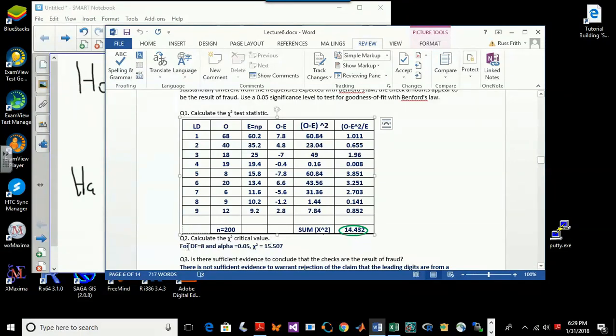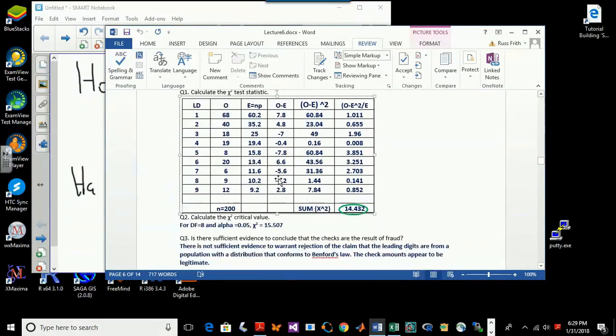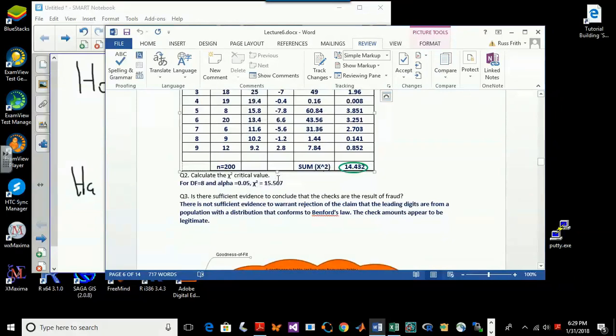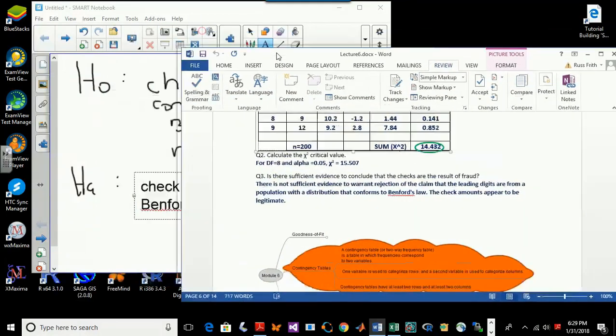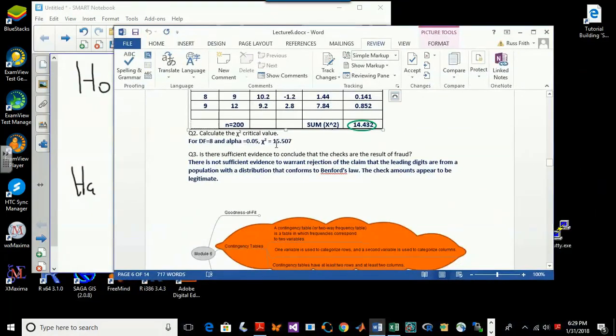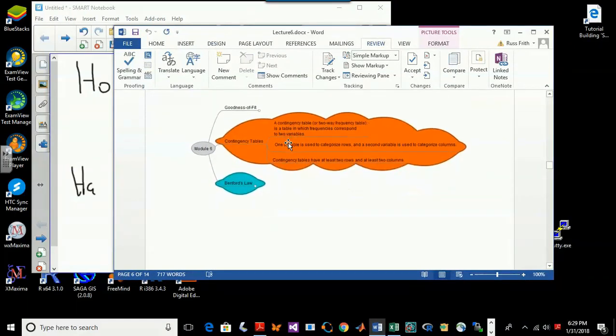So again, for degrees of freedom 8 and alpha 0.05, the critical chi-squared value is 15.507. This number, 14.432, is to the left of this critical value, and so we fail to reject the null hypothesis and conclude that there is no fraud. Is there sufficient evidence to conclude that the checks are the result of fraud? There is not sufficient evidence to warrant rejection of the claim that the leading digits are from a population with a distribution that conforms to Benford's law. The check amounts appear to be legitimate. So they do appear to conform to Benford's law, which is kind of a random distribution in a sense.